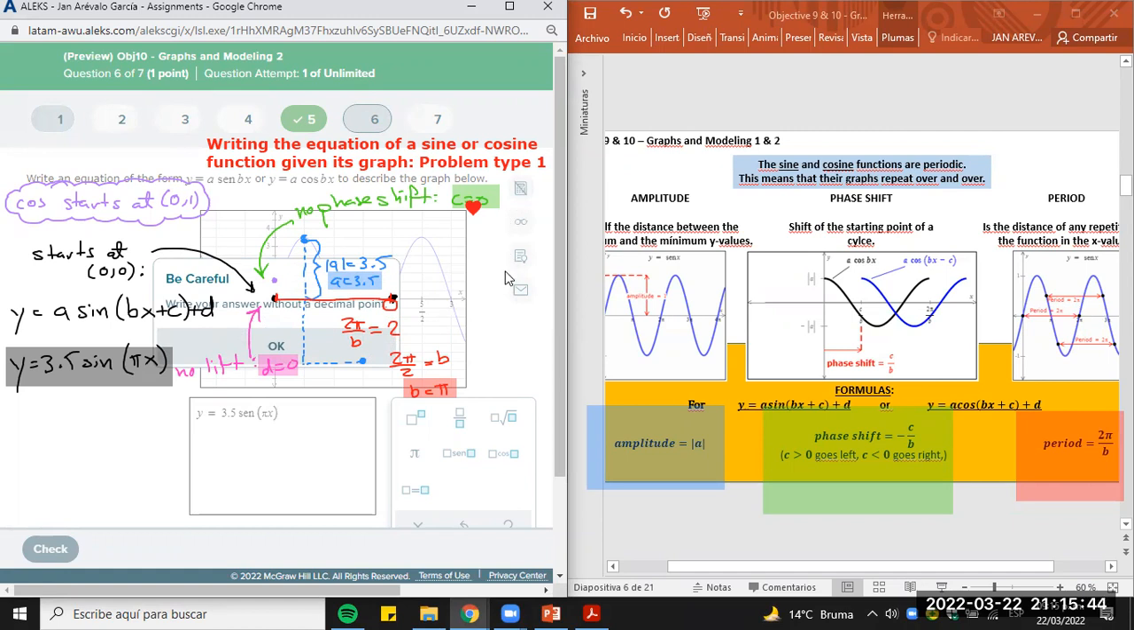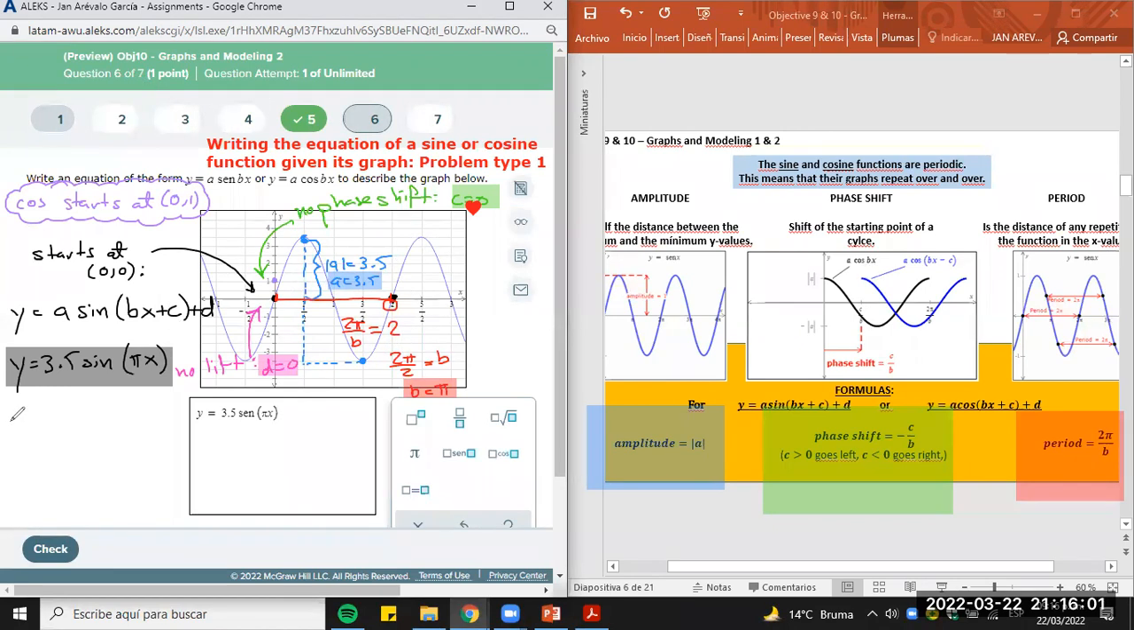What happened? Oh man, what's going on? It got stopped. It says write your answer without a decimal point. Okay, all right. It is asking for me to write 3.5 as 7 halves, right? So that's it. 7 halves.